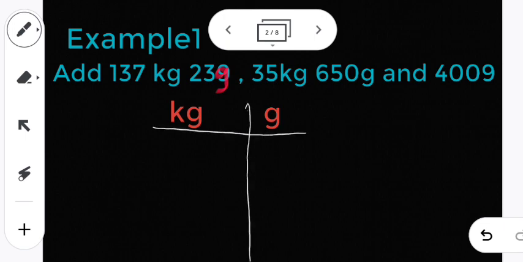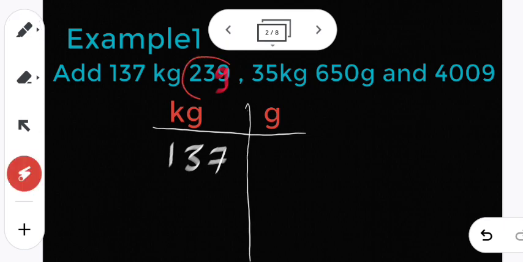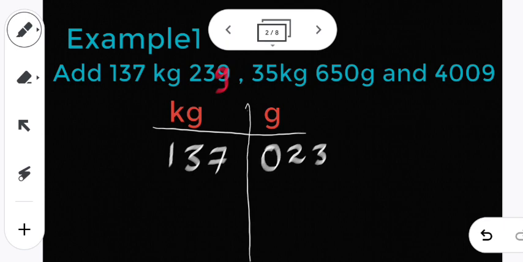So kilogram and gram I have separated. First here 137 kilogram. So let's arrange 137 in kilogram. Okay, and in gram here 23 gram. Here only two digits are there, but I already told you in kilogram and gram, if it comes in gram there should be three digits. So we have only two digits here, 23. We need one more digit, for that we will put zero here.